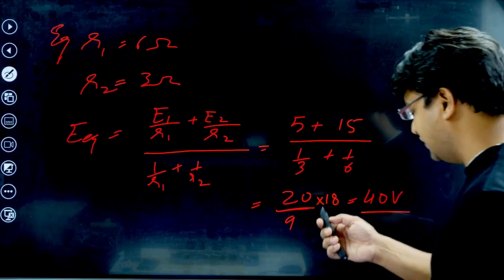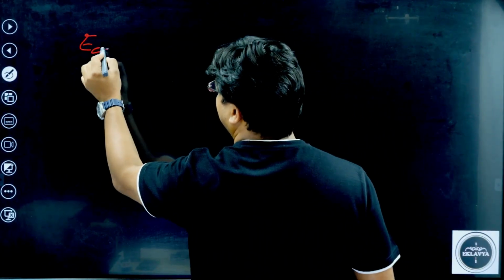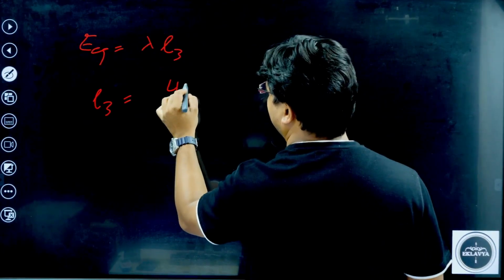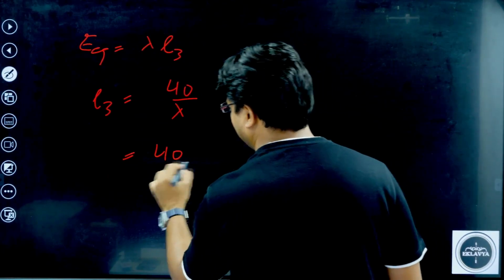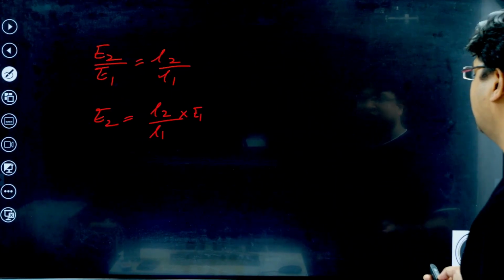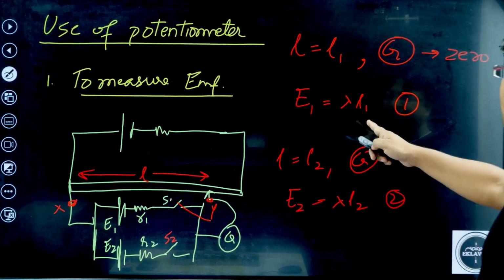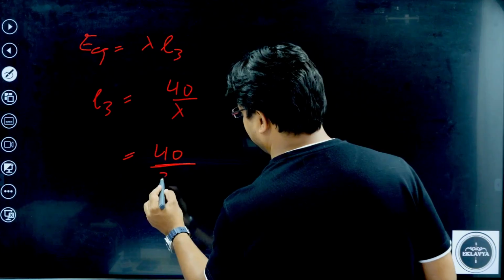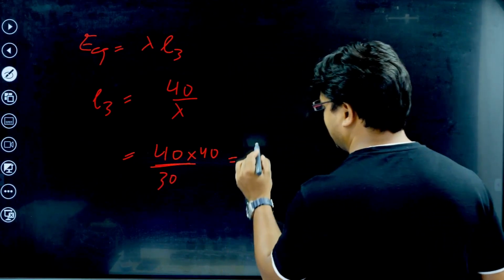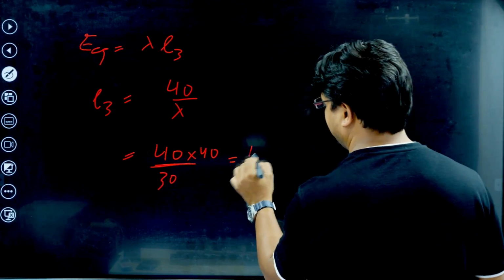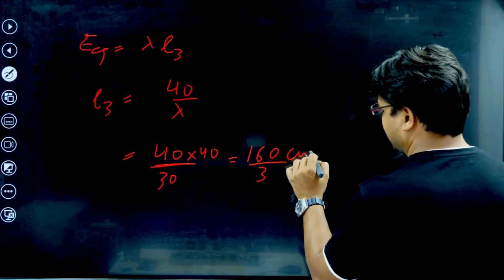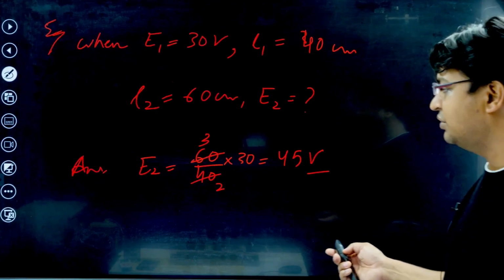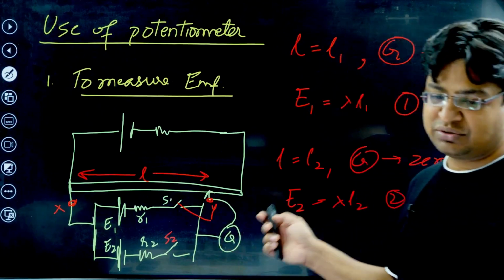Because you have the equivalent EMF, you next write that E equivalent is equal to lambda into L3, and L3 is what we were trying to find out. It's 40 by lambda, and lambda can be substituted from equation number 1, E1 by L1. E1 was 30 and L1 was 40. So the answer would be 160 by 3 centimeters. So this is how we measure the unknown EMF of a battery. I extended the question to explain further.